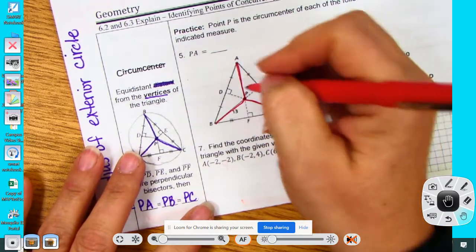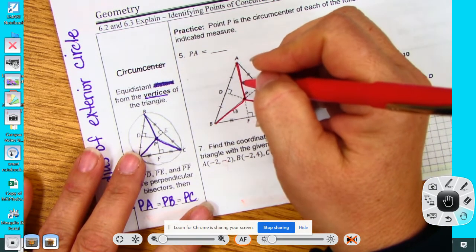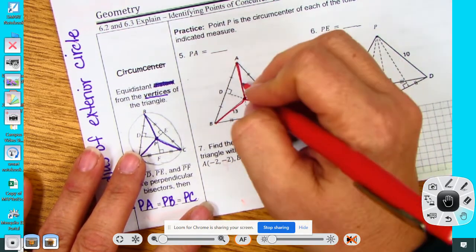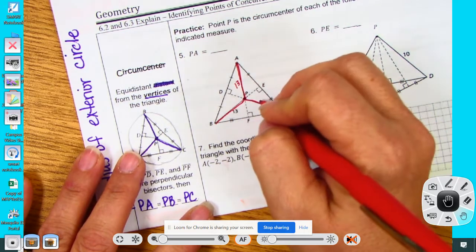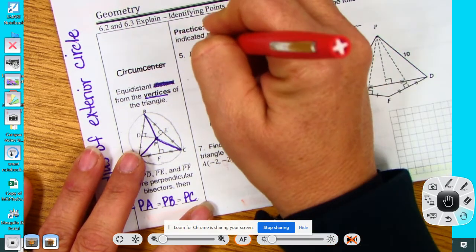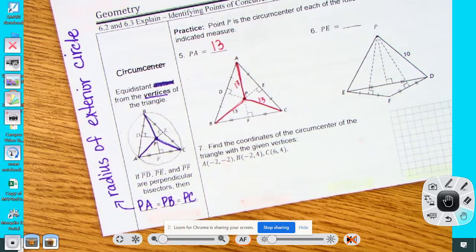So what is the length of PA? Well, PA is the same thing as PB. PC is the same thing as PB. So they're all 13. There's no math that needs to be done if they give you the actual number, okay?